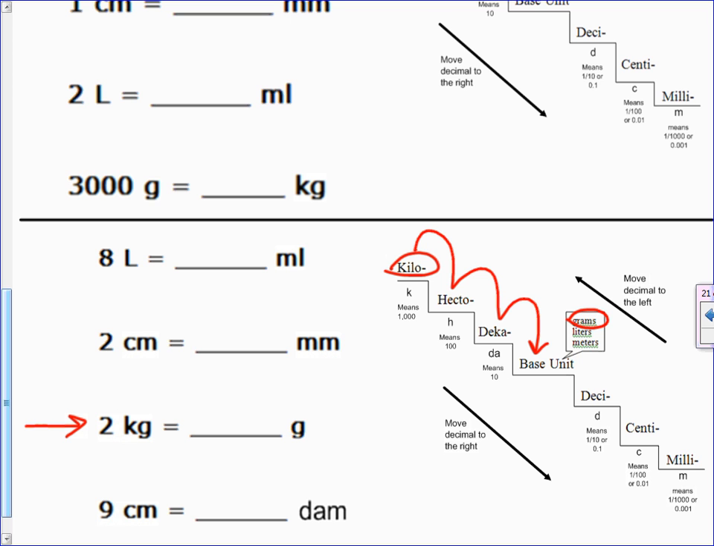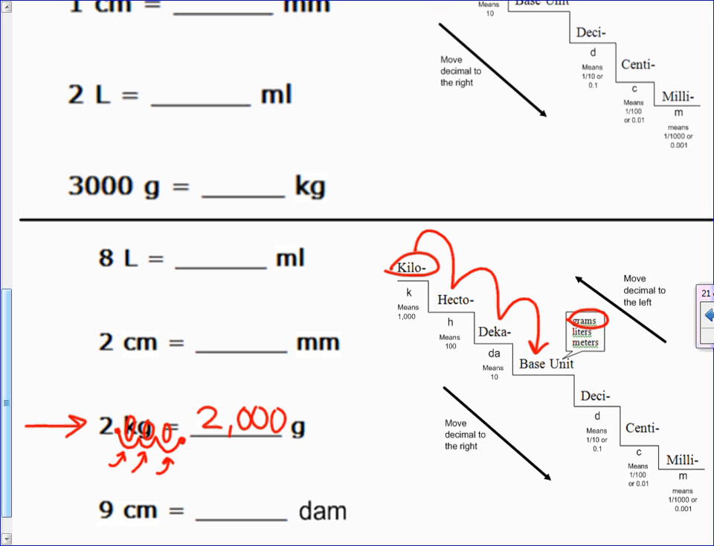Now when you go downstairs, you move to the right in this picture. So same thing here. Draw in your decimal point. We're going to move right 3 spaces, as many stairs as we moved. Draw your new decimal point. Now, each one of these dips has a 0 in it. So 2 kilograms equals 2,000 grams.